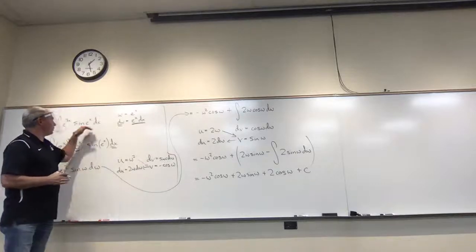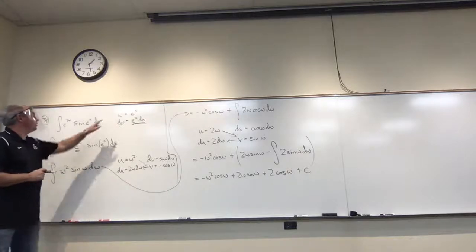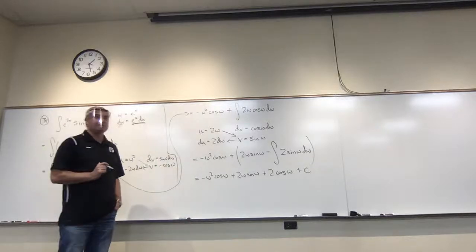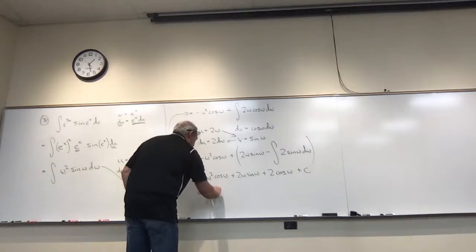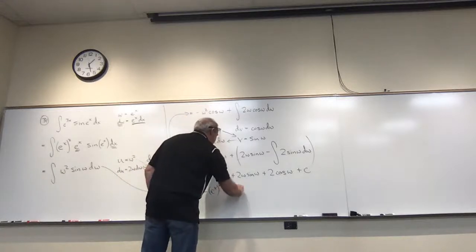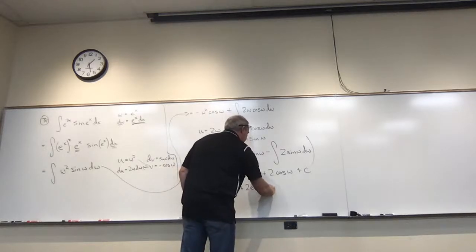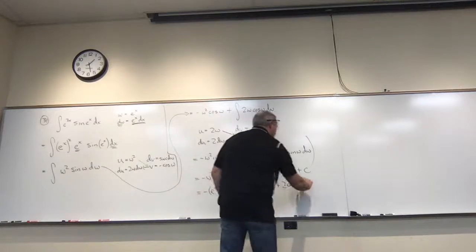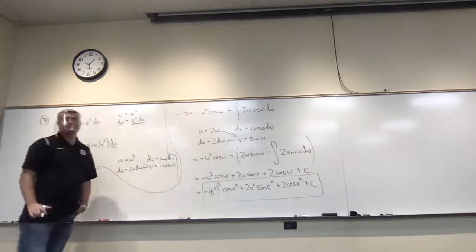But we didn't start with w's, so we probably shouldn't end with w's. What was w? W is e to the x. So now just substitute back in e to the x for all the w's, and we're done. So the answer is negative e to the x quantity squared cosine e to the x plus 2 e to the x sine e to the x plus 2 cosine e to the x plus c. And that's it.